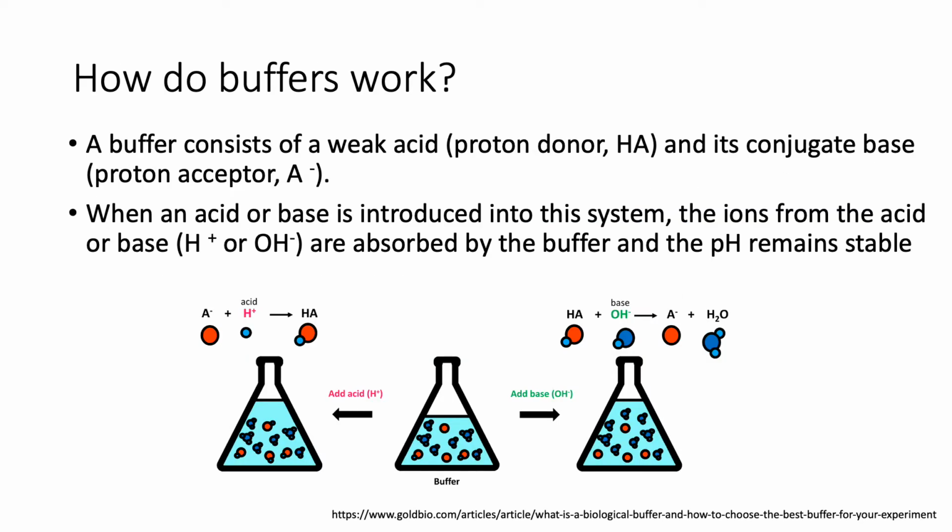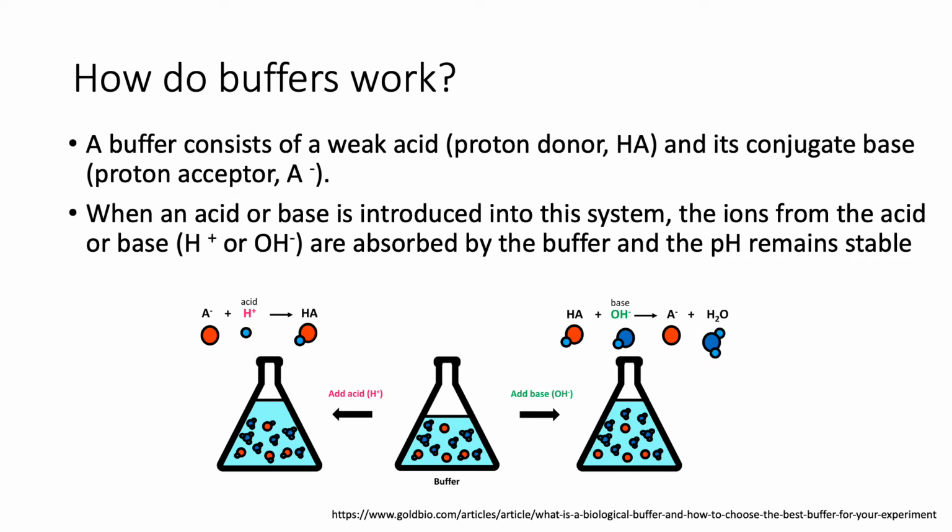So how do buffers work? A buffer consists of a weak acid, a proton donor, we'll call it HA, and its conjugate base, a proton acceptor. When an acid or base is then introduced into the buffered system, the ions from the acid or base, either an H+ if it's an acid or an OH- if it's a base, are absorbed by the buffer and the pH remains stable.